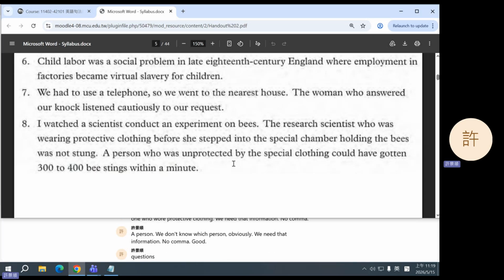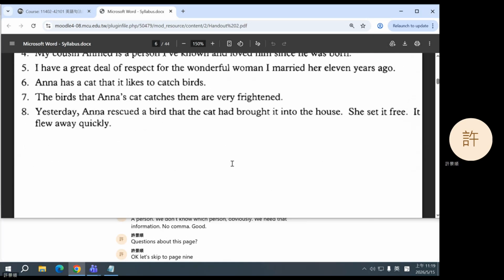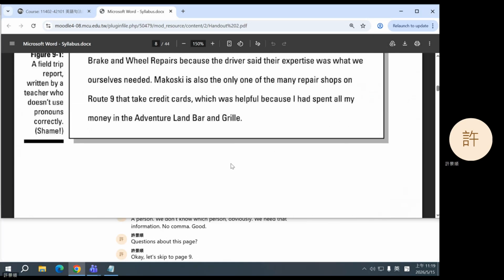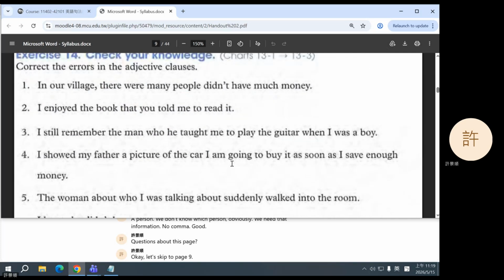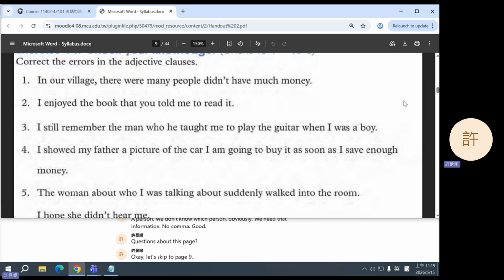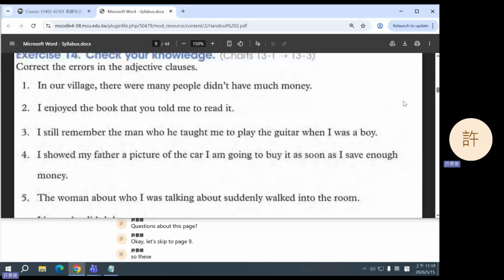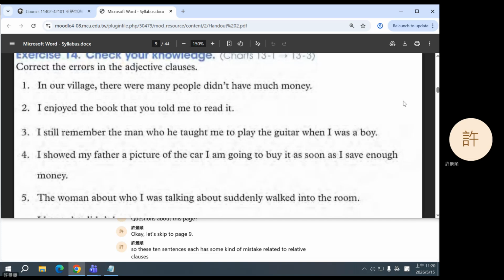Questions about this page? Okay, let's skip to page 9. So these 10 sentences, each has some kind of mistake related to relative clauses. I'll give you 8 minutes. And of course, you are free to talk with your classmates.